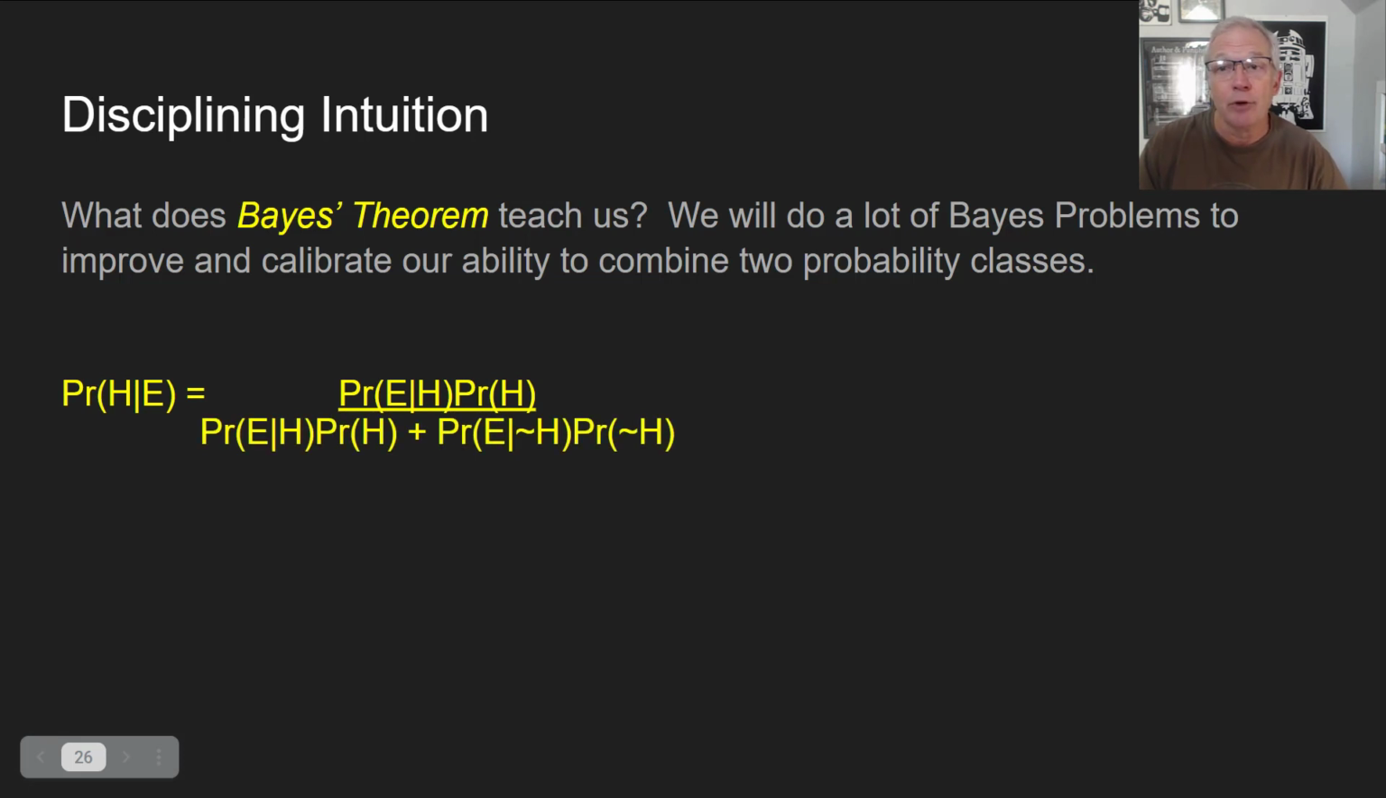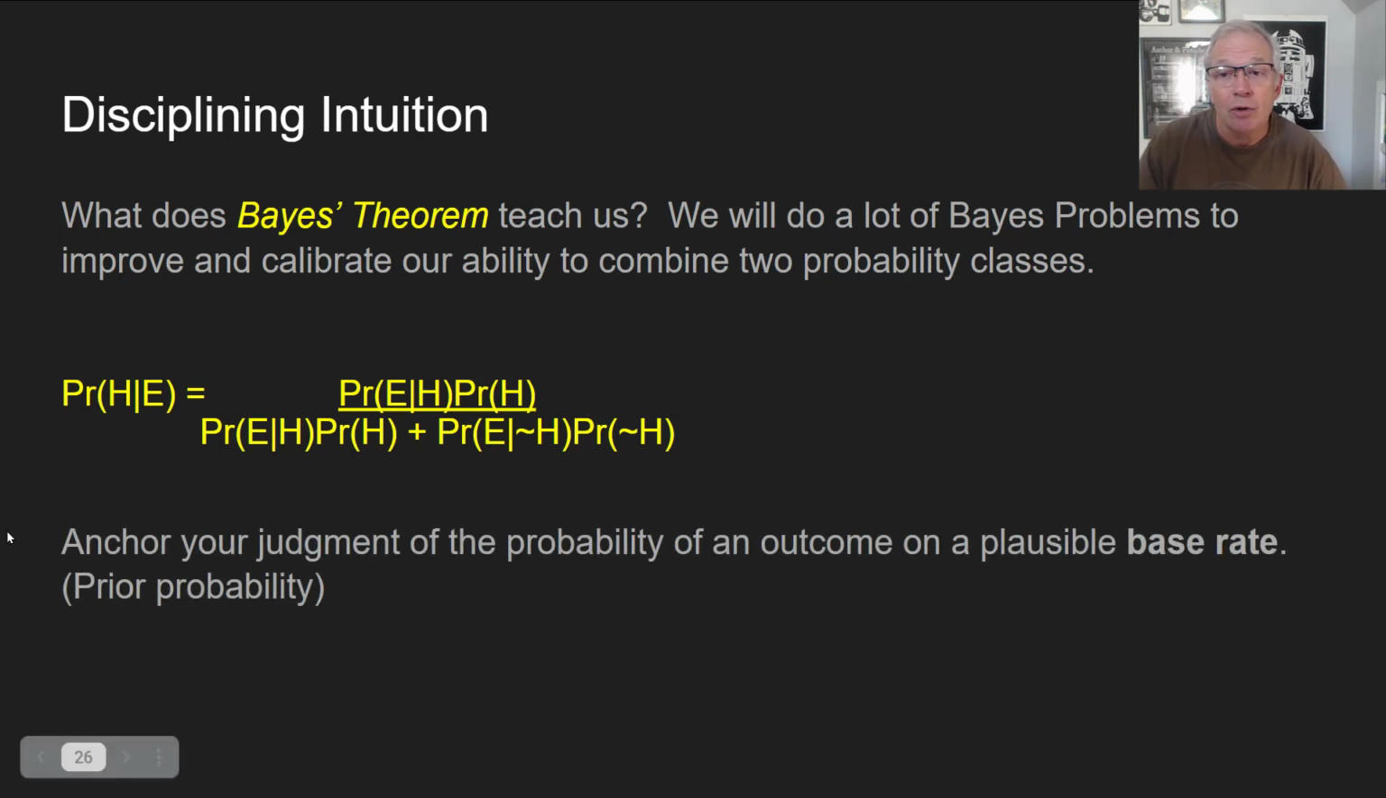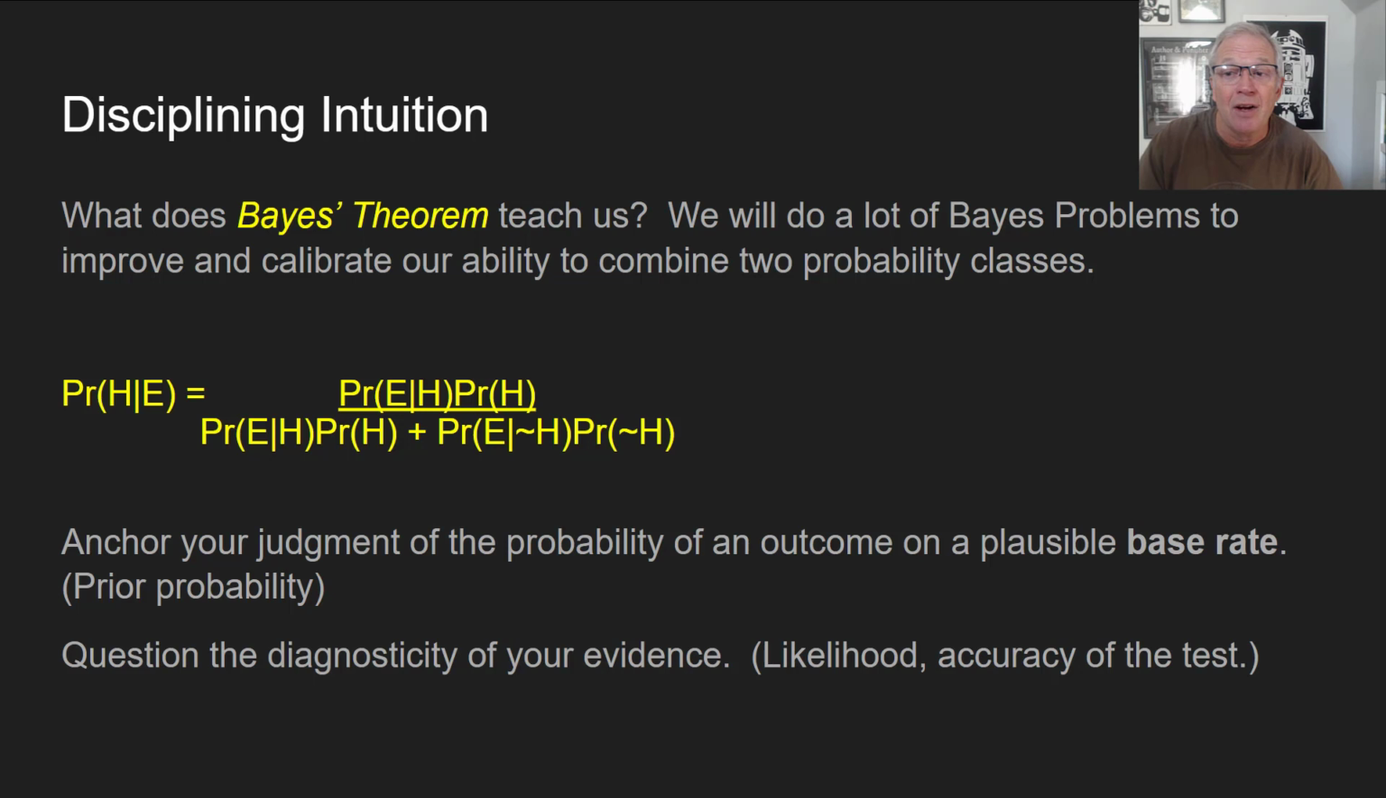There's Bayes' theorem for 2 mutually exclusive hypotheses, and Kahneman doesn't talk about it because he keeps the book non-technical, but he says this. He says, you should learn to anchor your judgment of the probability of an outcome to a plausible base rate. And this is my point about social scientists or about people in the humanities. And the base rate is also known as the prior probability in Bayes' theorem. And Kahneman also says we should question the diagnosticity of your evidence. Now, the other technical name for this is the likelihood or the accuracy of the test, and those are right there in Bayes' theorem. So again, I'm just going to put this as a placeholder for what we're going to talk about later in my Bayes' theorem lectures.